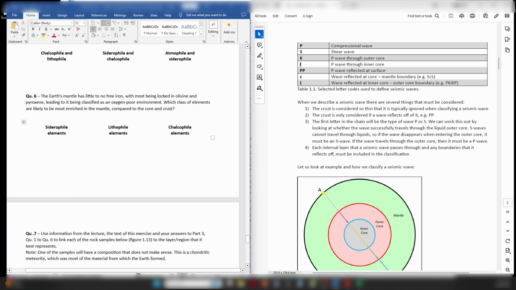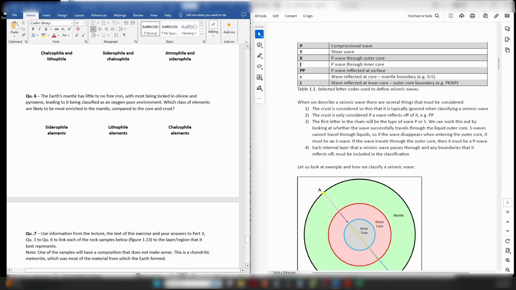And then we have question 6, which is the Earth's mantle has little to no free iron. All right. So when we look at samples of the Earth's mantle, what we don't see are little droplets of iron by themselves. Any iron that's present in the Earth's mantle is typically encased or part of minerals, like olivine or a range of different oxide minerals. When we look at these mantle samples, it's not like the core. There's no liquid iron. There's no solid iron anywhere. So the Earth's mantle has little to no free iron, with most of it being locked in olivine and pyroxene, leading to it being classified as an oxygen-poor environment.